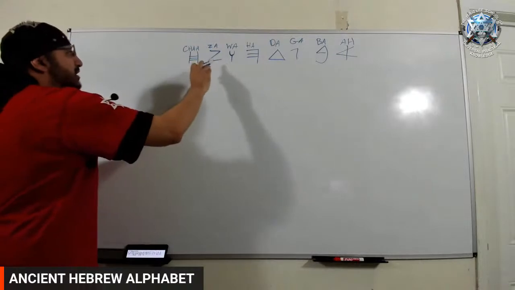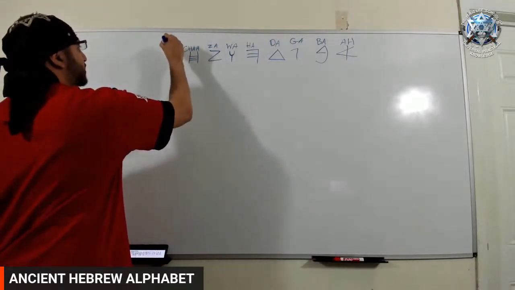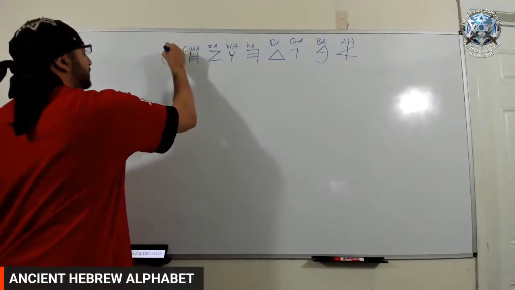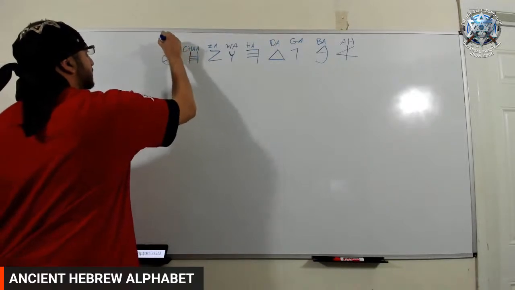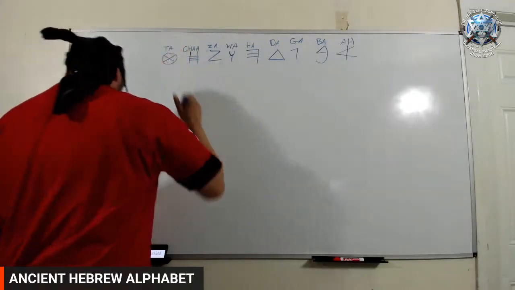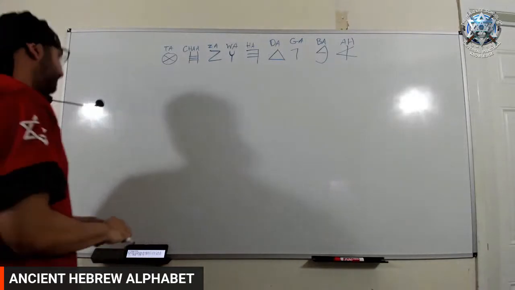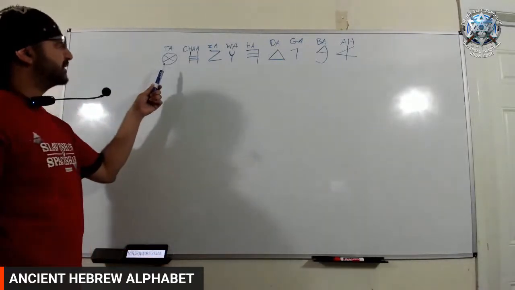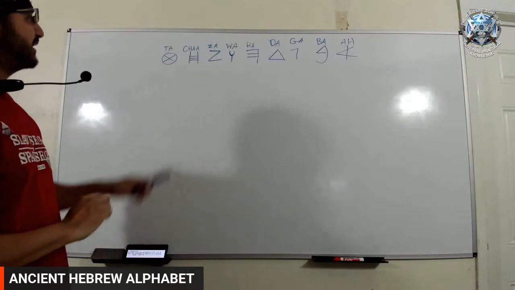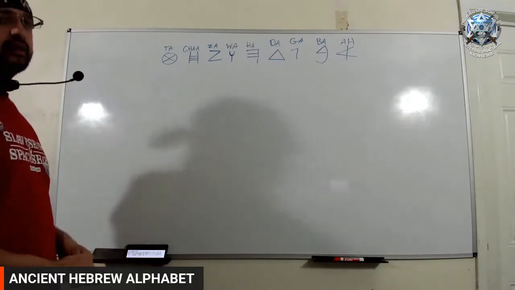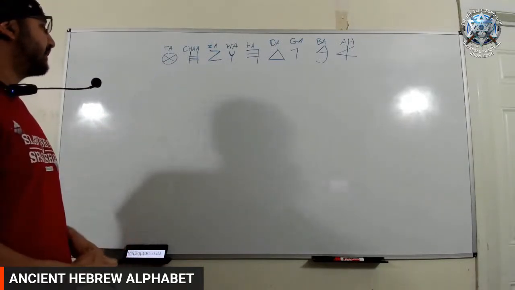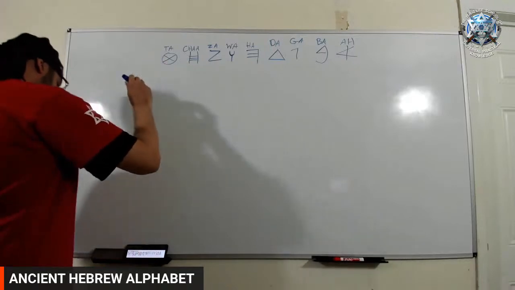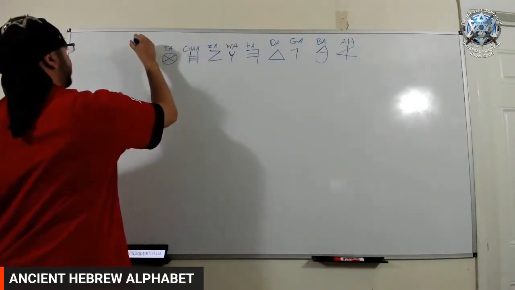So ha wa za, ha, and now here's the letter ta. This is the letter ta, which kind of looks like, how do I say, like an X inside of an O, right? That's the letter ta, okay? Ya.